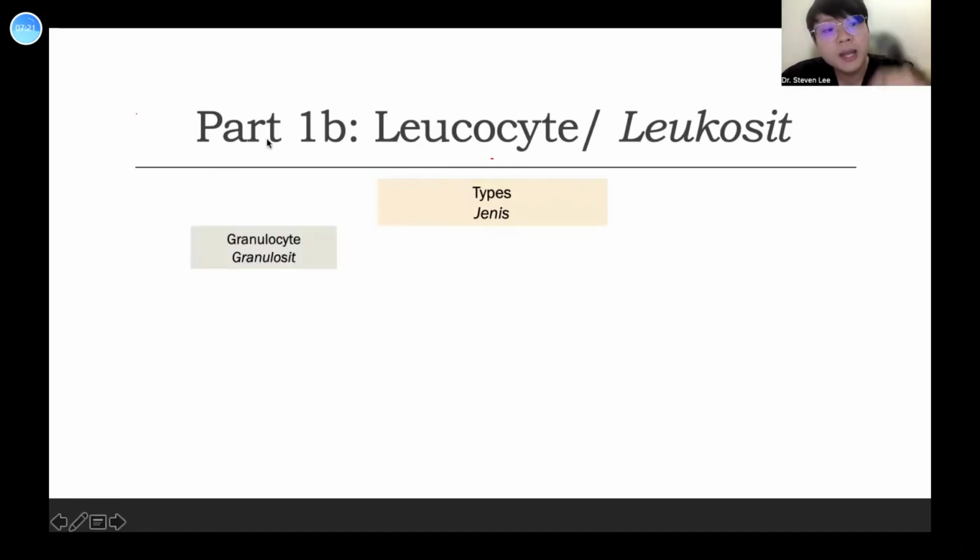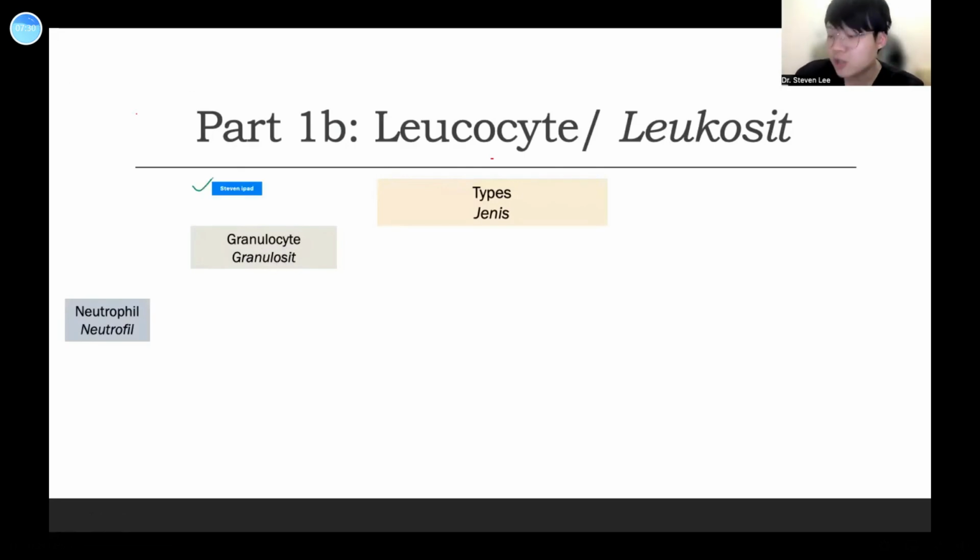It's 2 types. We can divide them into 2 first, which are granulocytes and agranulocytes. If we look at the granulocyte first, what does granulocyte mean? Granulocyte actually has 2 meanings. One, it has granules. Number 2, they have what we call lobed nuclei, which in Bahasa Melayu is called nucleus berkuping. This second characteristic is more typical for granulocytes.